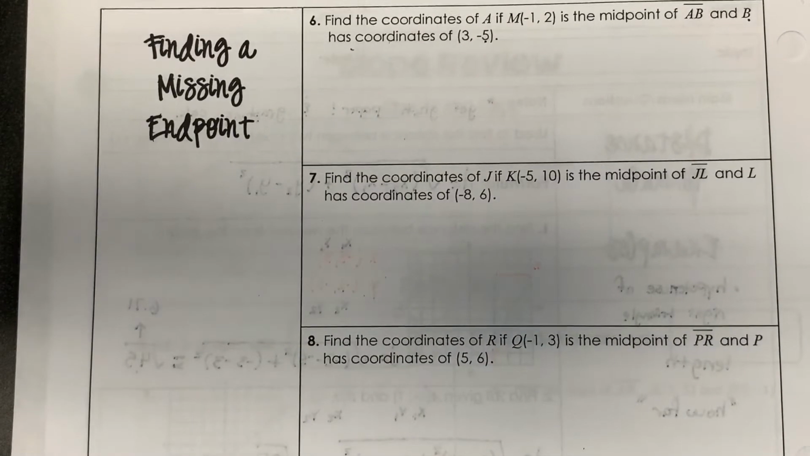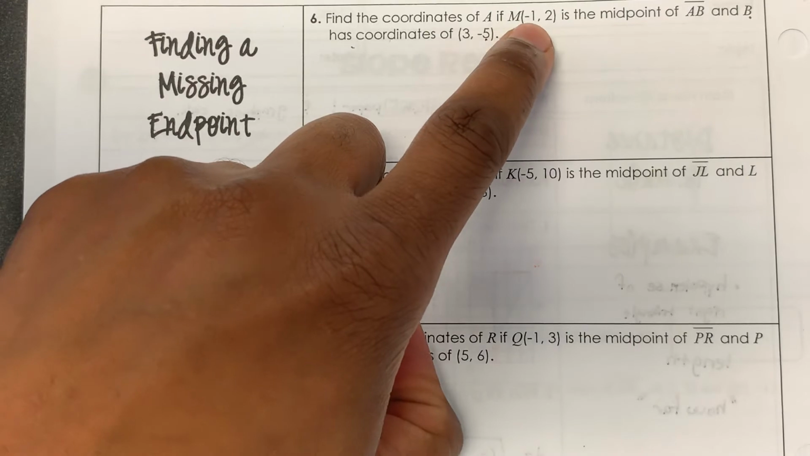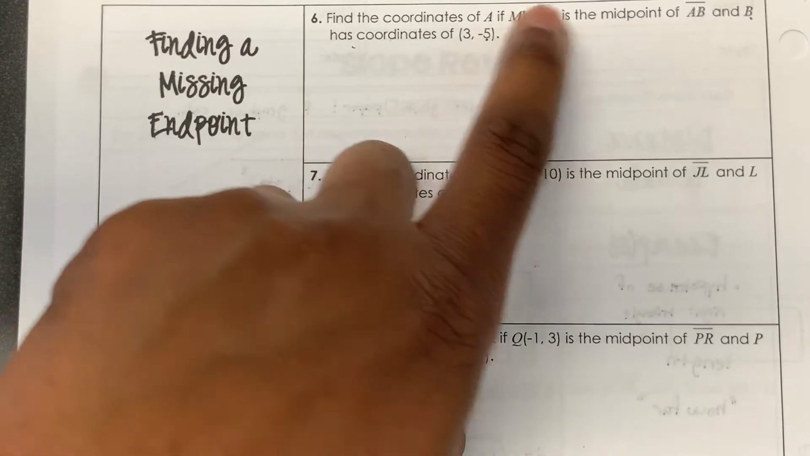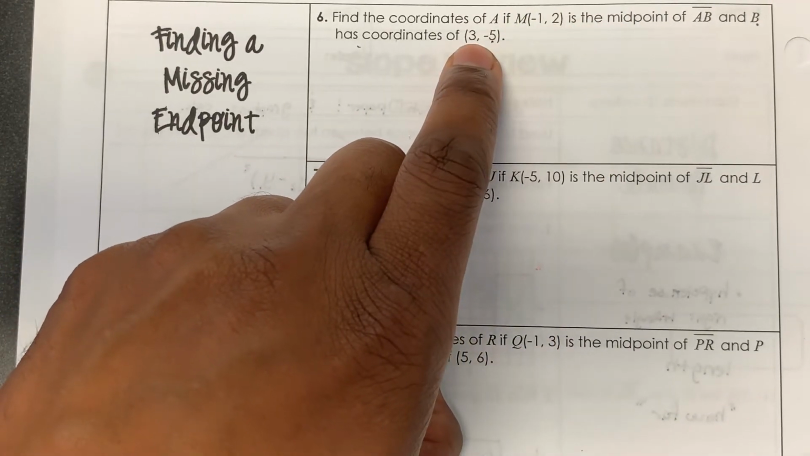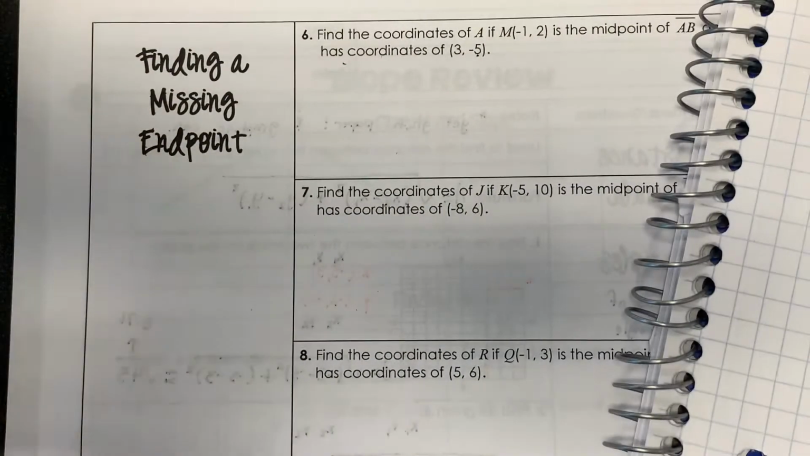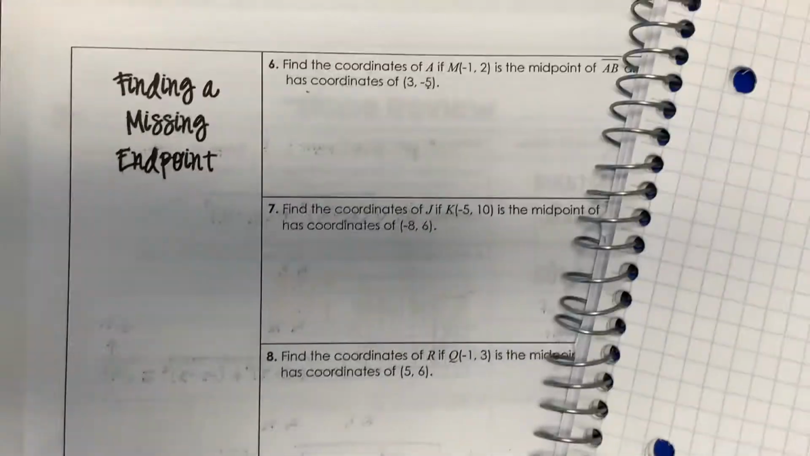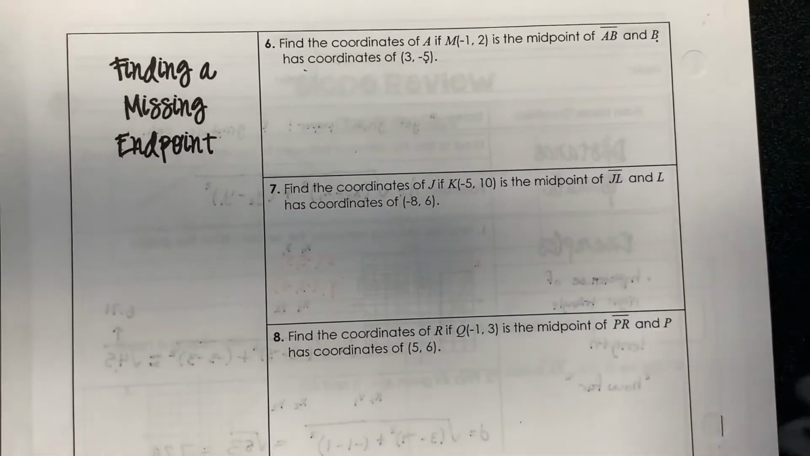So the first way we want to look at this is visually. So this is why we need some graph paper. It tells us that the midpoint is (-1, 2), and one of the endpoints is (3, -5). And so we're trying to find the coordinates of the other endpoint, A. So since you always have access to graph paper, the easiest way to do this, in my opinion, is to use a graph so we can visually see what happens.